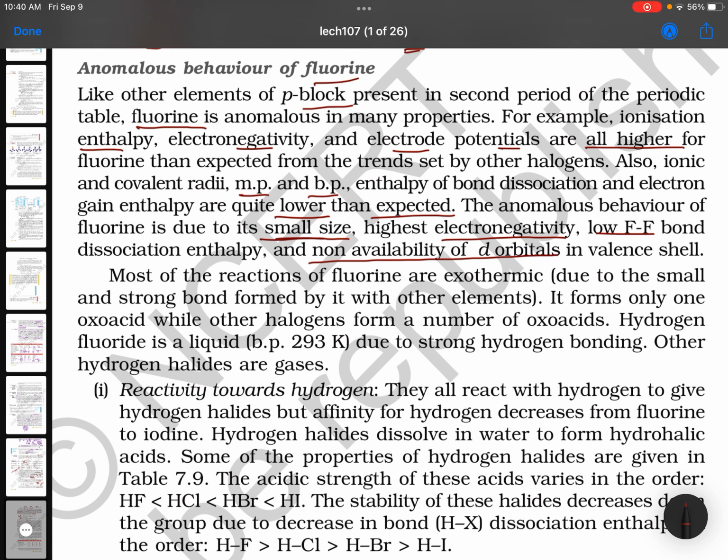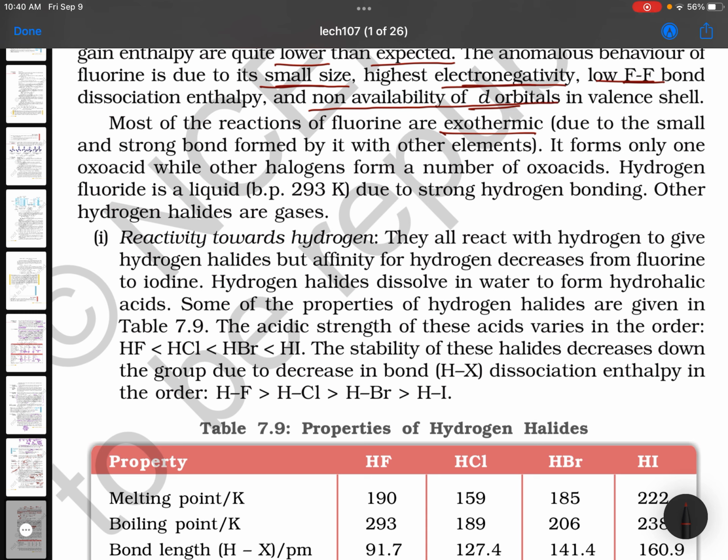Most of the reactions of fluorine are exothermic due to the small and strong bond formed by it with other elements. It forms only one oxo acid. This is always a controversial point. HOF, whether it is an oxo acid or not, is always a confusion, because fluorine should not form plus one. According to this concept, it is plus one. Okay, NCERT special.